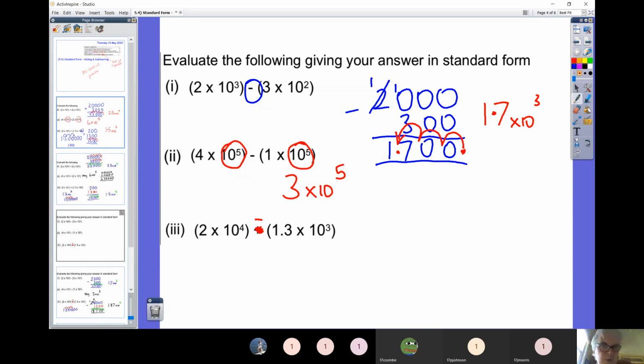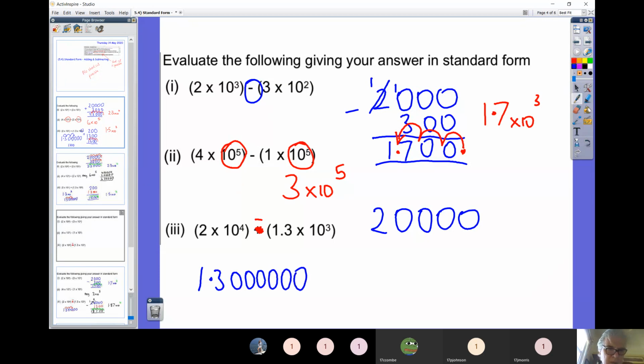2 times 10 to the 4 is just 2 with 4 noughts after it. 1.3 times 10 to the 3. Again, I think I'll just be careful here. It's a big number, so in the workings, put down lots of zeros to hop over. We're going to do 3 hops. 1, 2, 3. So I can see this number is going to have 2 zeros after it. So that's 1,300. So I've got to do 20,000 take away 1,300.